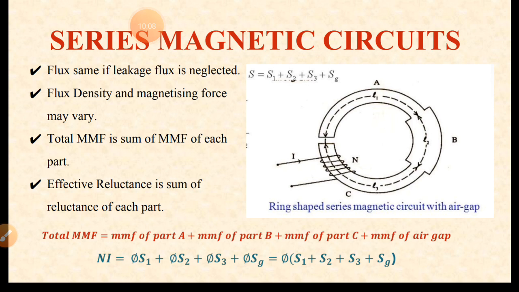We know that in the case of an electric circuit, the current is same. Here we are having the flux same. Then voltage drops get added up in a series electric circuit. Here the MMF will be getting added. Also in a series electric circuit, the total or effective resistance is the sum of the resistances. Here, instead of resistance, we are having reluctance. The effective reluctance will be the sum of each reluctance connected in series. So these are the basic ideas that we need in order to solve series magnetic circuits.